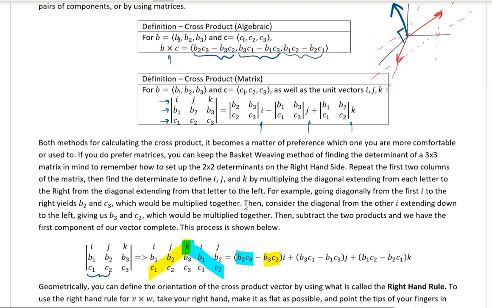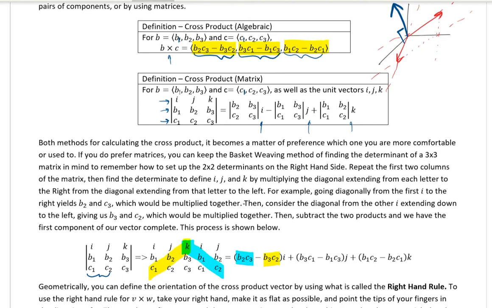I like to think about it as, oh, this is the first component, then I'm not using B1 anywhere, and I'm doing B2C3, and then B3C2. So it flip-flops. I just need to remember what I start with. Then the second component is B3C1 minus B1C3. And the last component is B1C2 minus B2C1.